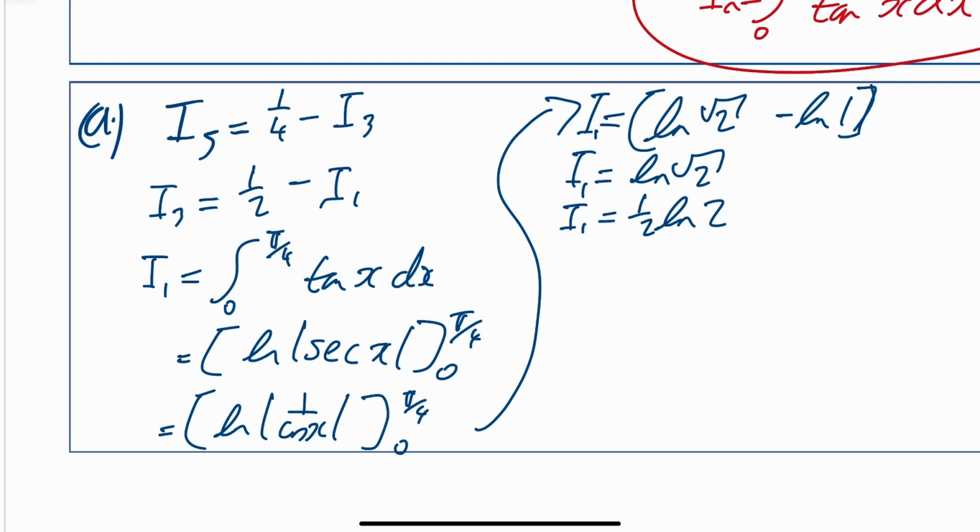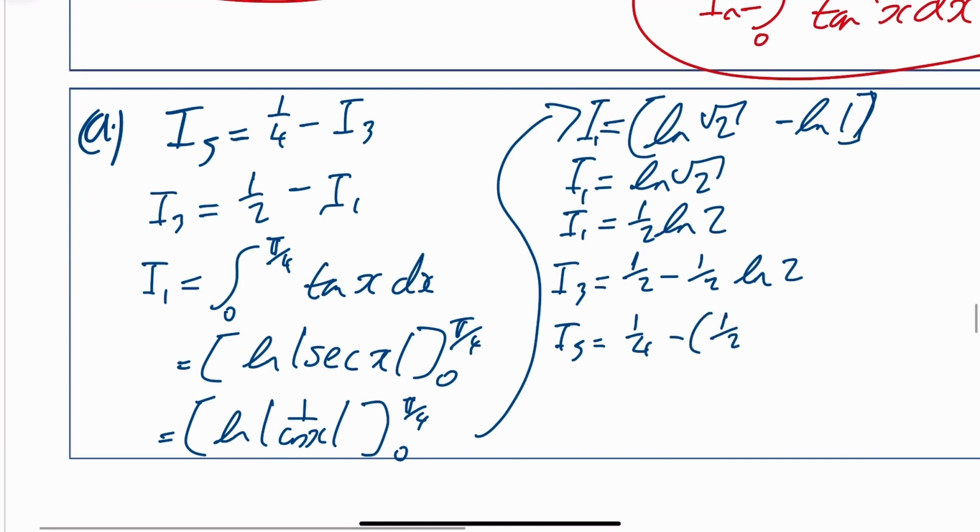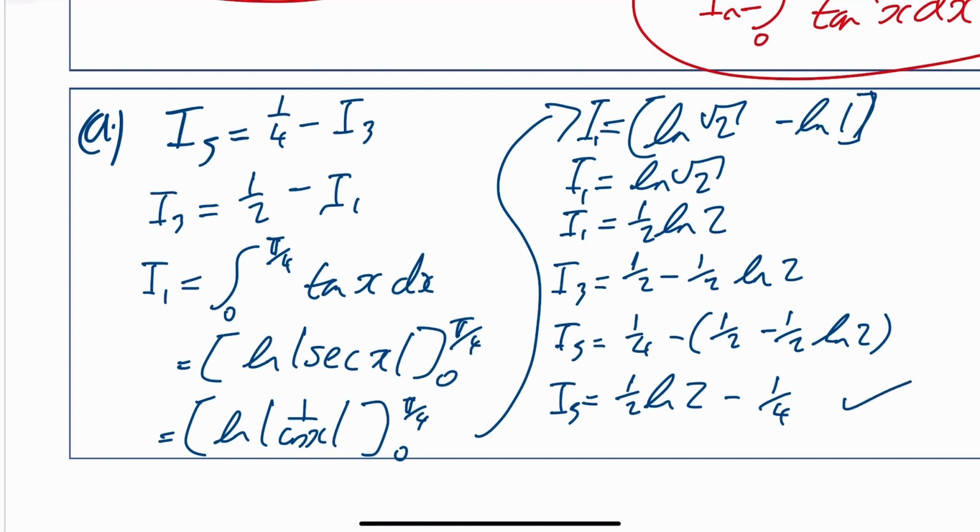Okay, I'm going to build up. I know I did it the other way last time, but I think these ones are a wee bit tricky to do. I'm going to build up to my I3. I3 then is going to be a half minus a half ln of 2. And then I5 is going to be a quarter minus, and then that, whatever that was, my I3, which was a half minus a half ln 2. And then if you do that out, your I5 is going to be 1/4 minus a half, which is just minus a quarter, and then minus a half ln 2 is plus a half ln 2, and then it's going to be minus 1/4, and that's it.